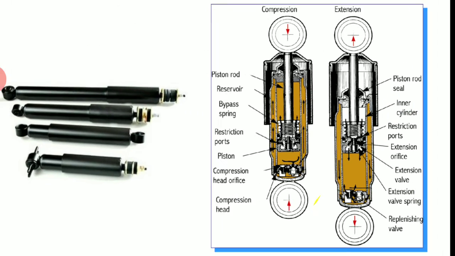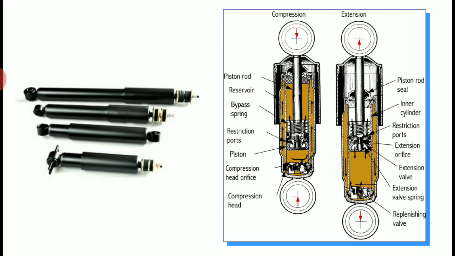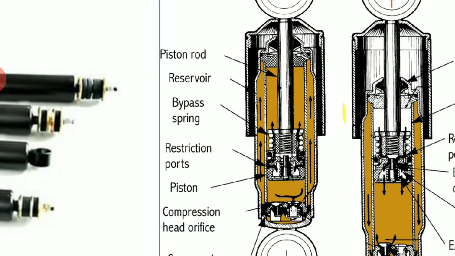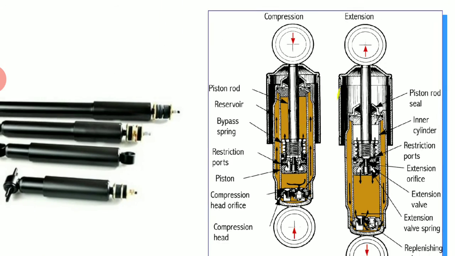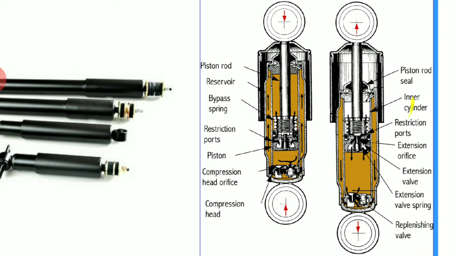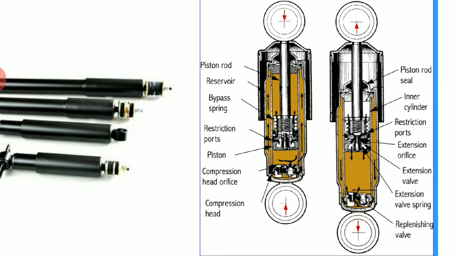The first figure talks about the compression. You can see clearly the system when there is a compression. And when there is extension, you can see the figure.